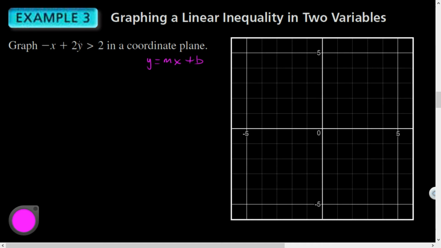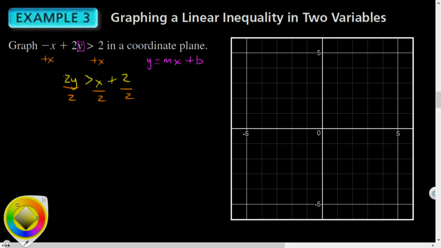How could I solve this for y? How could I get y by itself here? We'll move the x to the other side. So I'll have 2y is... Oh, do I have to flip the sign yet? No. 2y is greater than x plus 2. How do I get y by itself now? Yeah, I'll divide by 2, and everybody gets divided by 2.